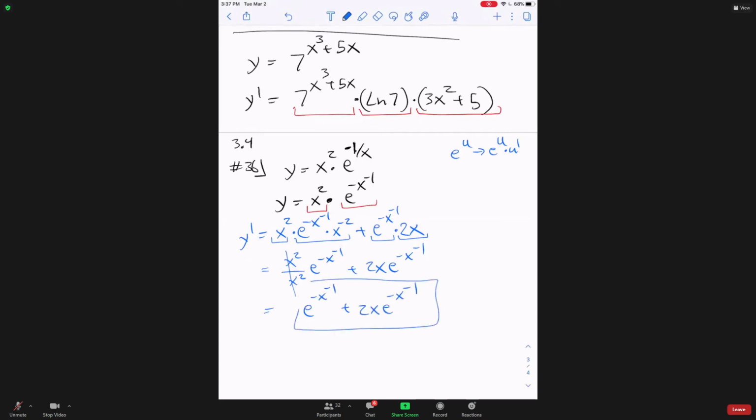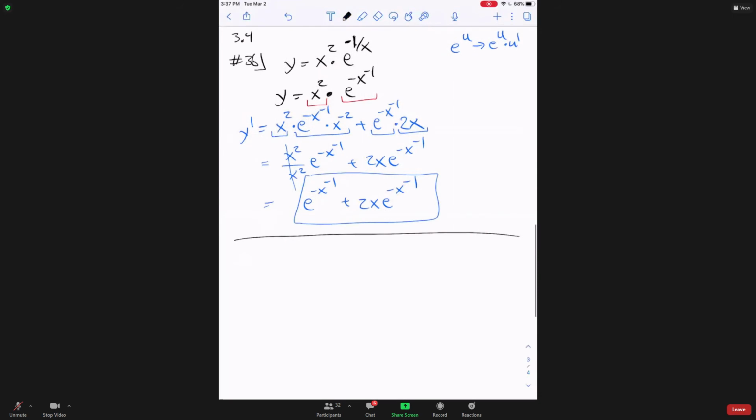The back of the book will probably factor out that e to the minus x to the minus 1 from each term and so on. But you get how to do it. Let's do one more here before we move on. This is going to be number 40 from the same section. For those of you who came in late, we're still doing section 3.4. We're just focusing on things that we skipped over.